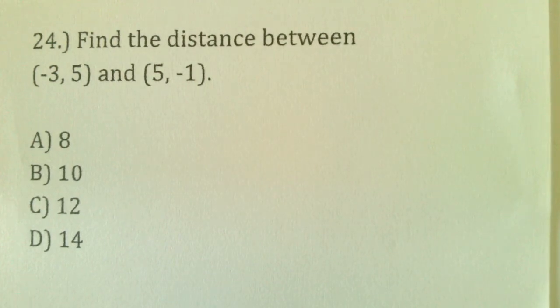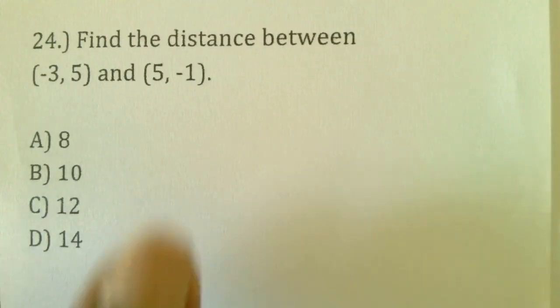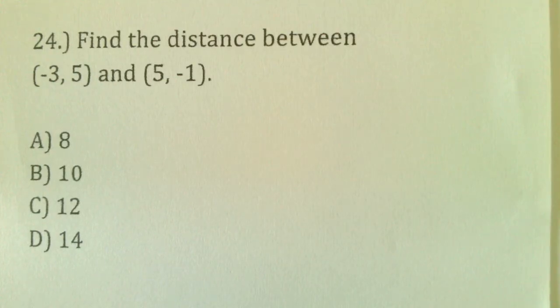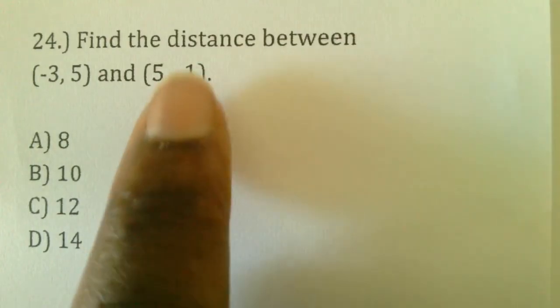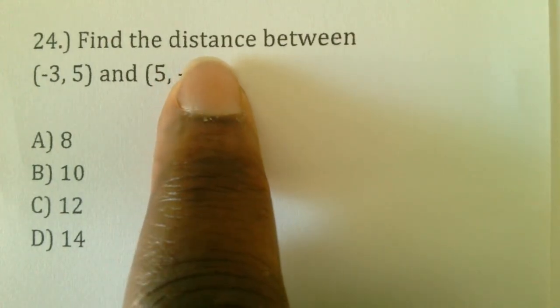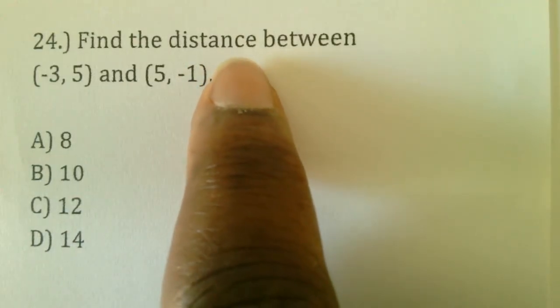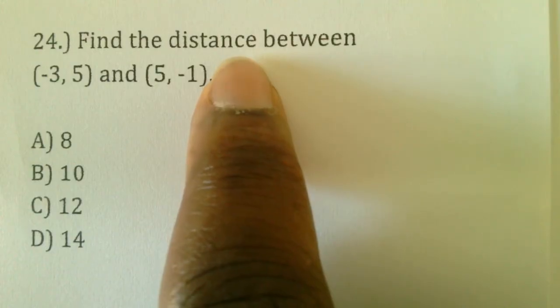This is where a lot of people go wrong. A lot of people will say, oh, I see 2 points, I'm going to do the slope. So that's y sub 2 minus y sub 1. No. They're not asking for the slope or the rate of change. They're asking for the distance.